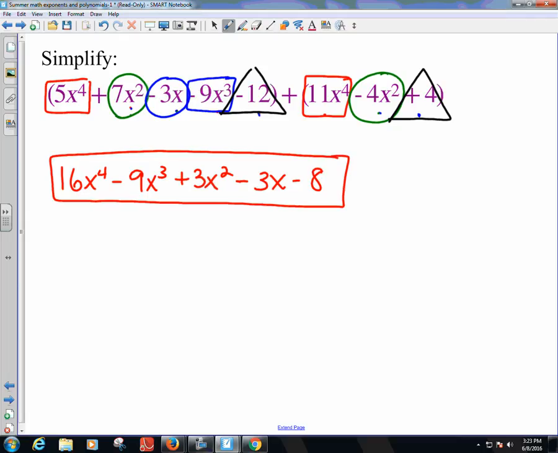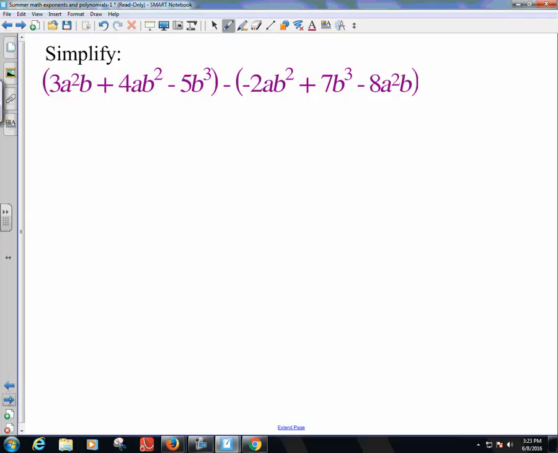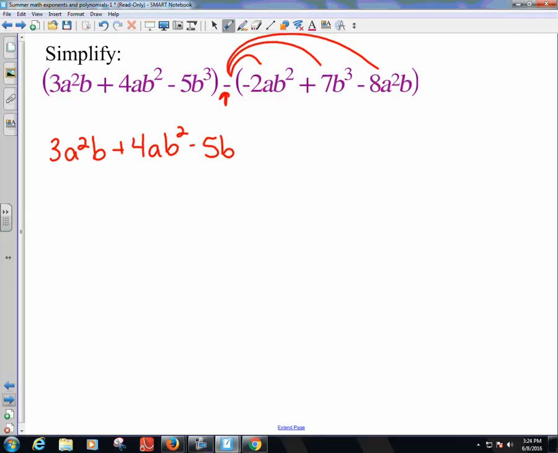their coefficients. All right, so now I need to simplify this one, but this is a little bit different because I have this minus sign. So that minus sign is going to distribute into the terms. So each one of these, I just need to flip the sign. So I'm going to bring this down. I'm going to say 3a squared b plus 4ab squared minus 5b cubed.